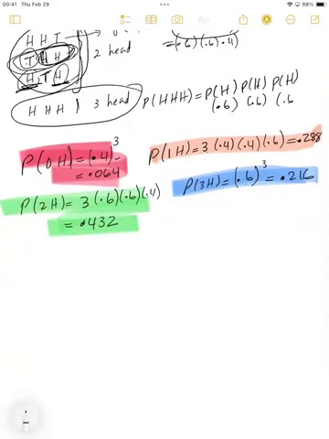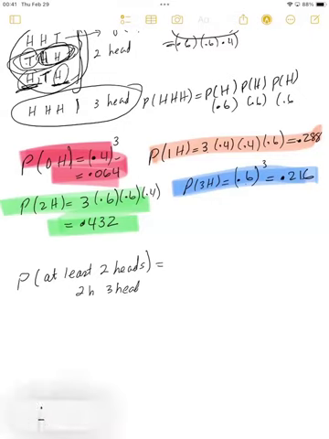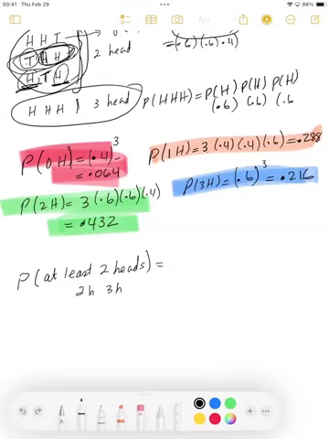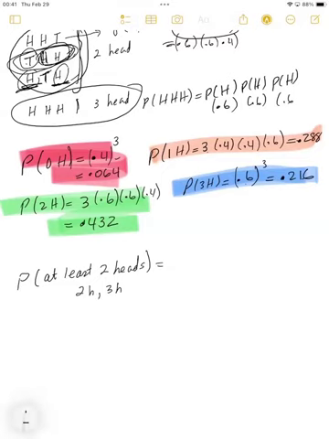Now, if I ask the following question, what is the probability of getting at least two heads? At least two heads means getting two heads or three heads. We cannot have four heads because we are flipping the coin three times. Three is the most. So at least two means two and three, and we have P of two plus P of three. So the way you find the answer here, for P of two, we have 0.432.